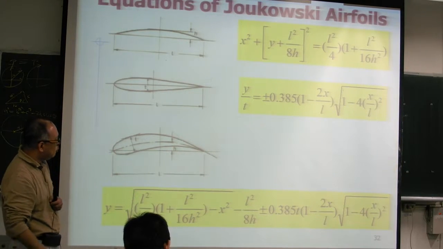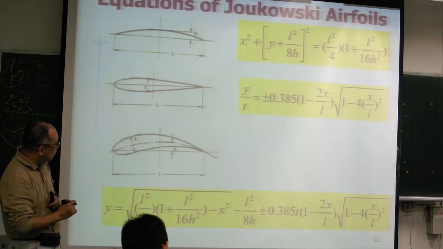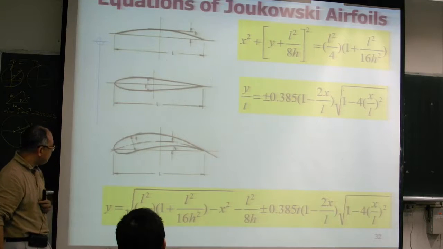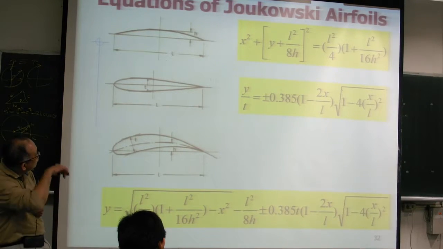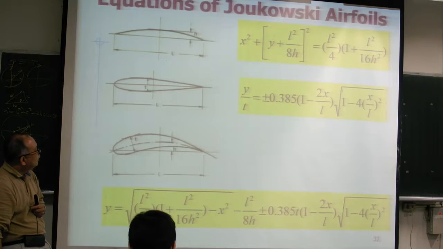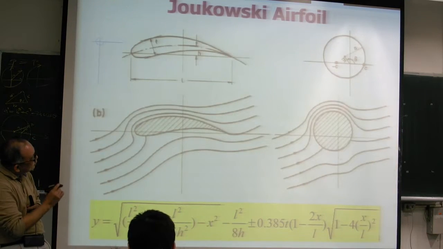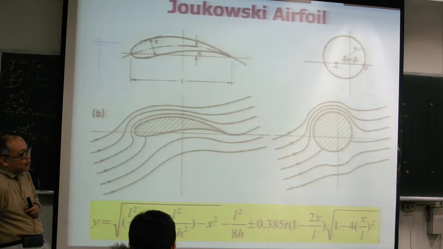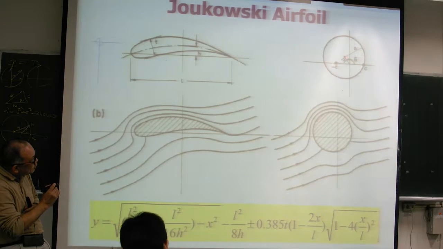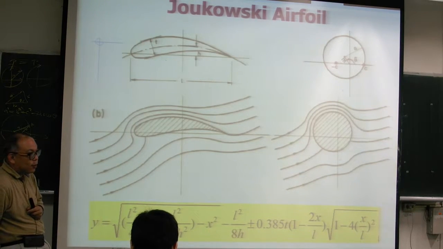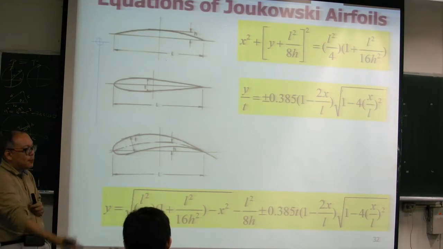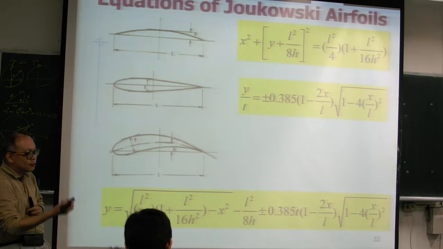Based on your chord length and the camber, so that's the Joukowski airfoil equation. And how do you get this? You just have flow over a cylinder. The cylinder is like this. Your cylinder has to become like this, with the center here, and then you will get the same result.